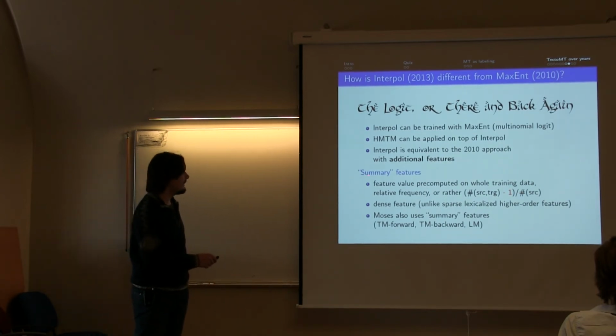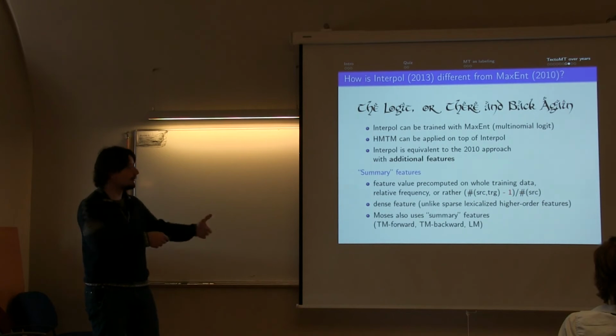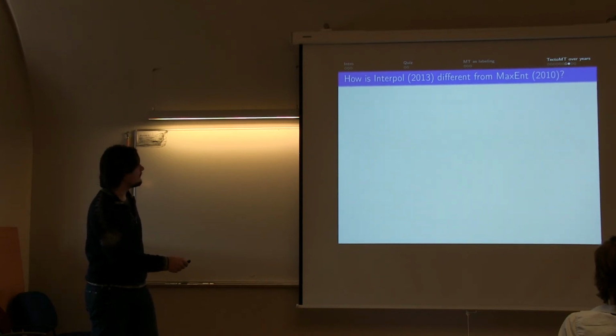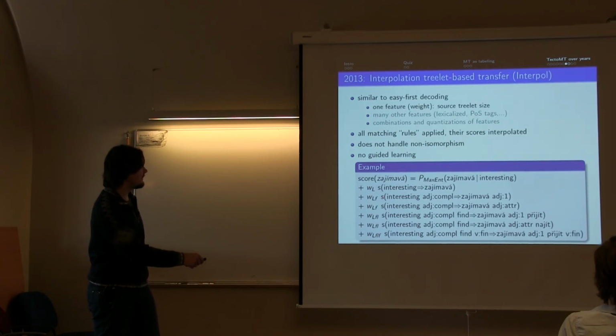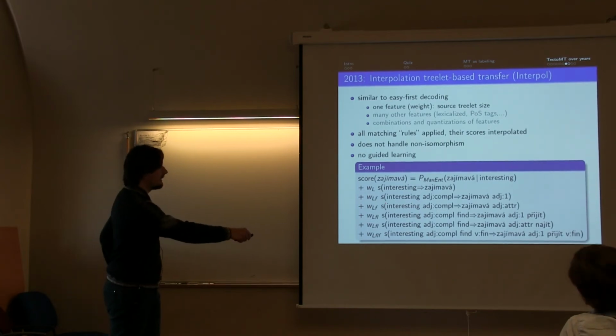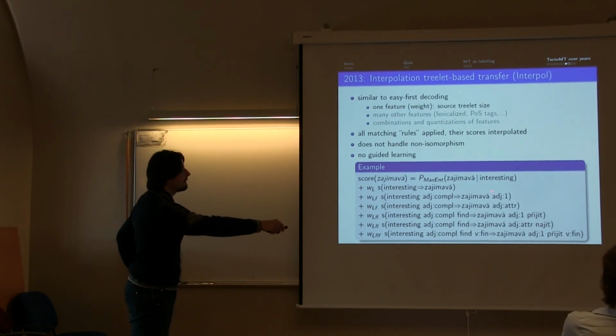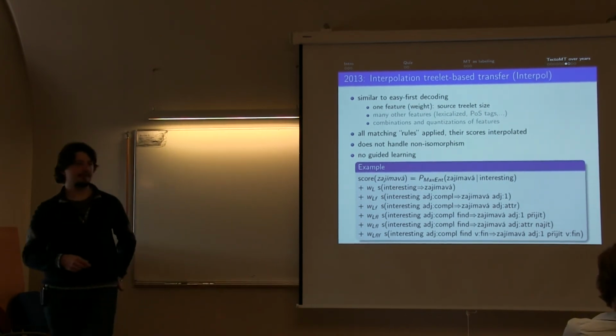So here the features I call summary features, where the value of the feature is pre-computed on some big training data or the whole training data. So in my case, this is the value of the feature, this score. And this can be actually a relative frequency. So similarly as in Moses, in the phrase table, the probability that this phrase or treelet will be translated as this phrase or treelet.